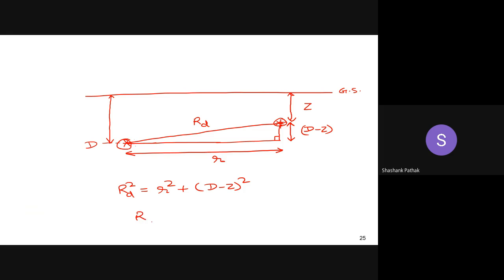So direct path length is equal to the square root of R square plus capital D minus Z whole square. So this is your direct path. Okay, so this was the calculation for direct path. Few people computed it correctly.